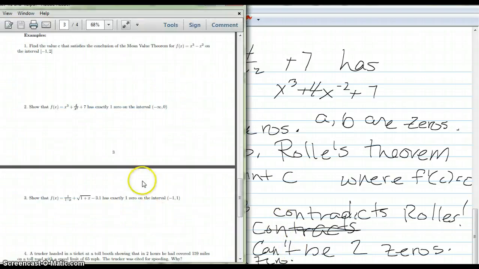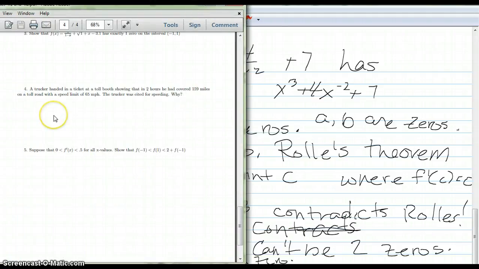Now real quickly, just to go to this one about the toll booth, actually I'll make a new video with number 4 and number 5.